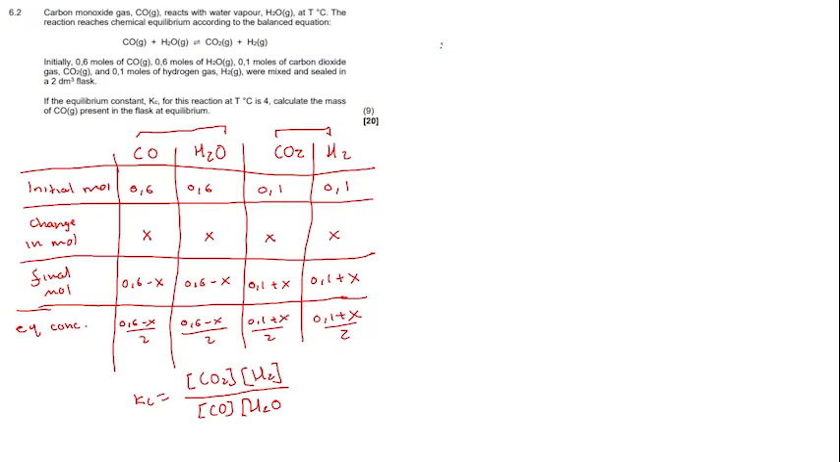We can now write our Kc equation, being the products over the reactants. We know our Kc value is 4, and we can then add in our concentrations, which is 0.1 plus X over 2. And since the CO2 and H2 have the same concentration, we can square that. And then we have our concentration of the reactants, which is also the same, so we can square that too. And then when we rearrange and calculate X, we get X to be equal to 0.37 moles.